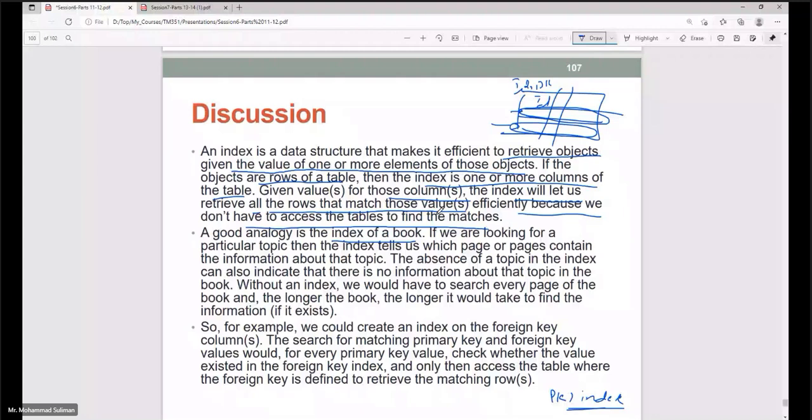Okay, so we can also create an index on foreign key columns. A search for matching primary key and foreign key values would, for every primary key value, check whether the value exists in the foreign key index or not. Only then does it access the table where the foreign key is defined to retrieve the matching rows. So we can also define indexes on the foreign key and check that the values in the foreign key exist in the primary key of the referenced table. Okay, so this can also be checked here.